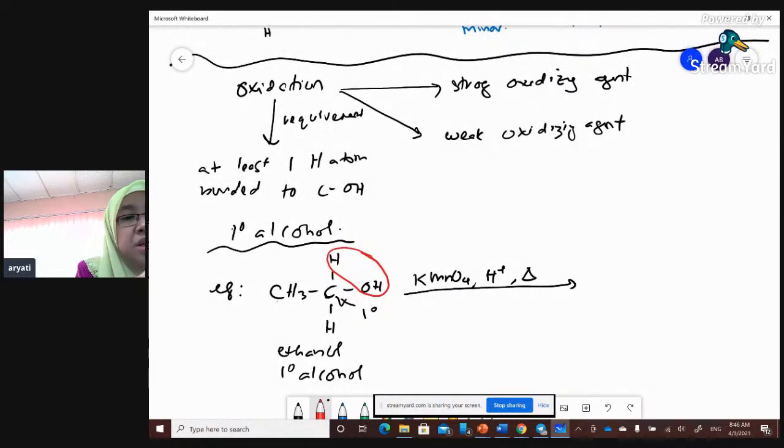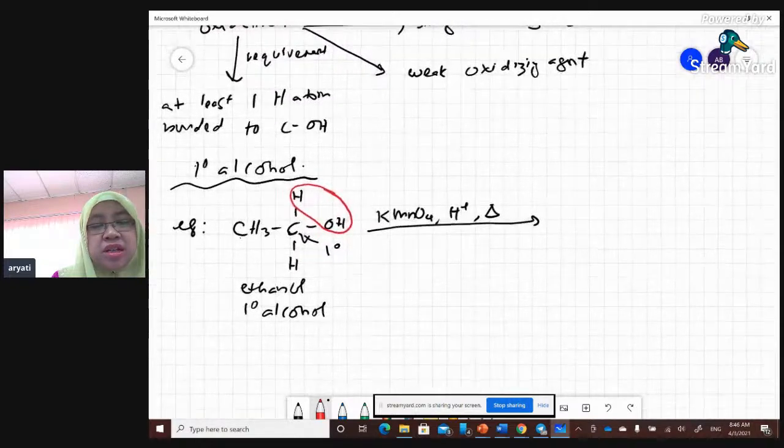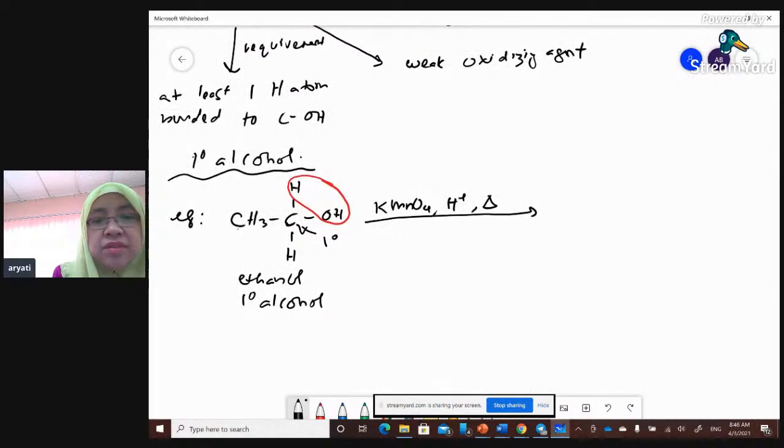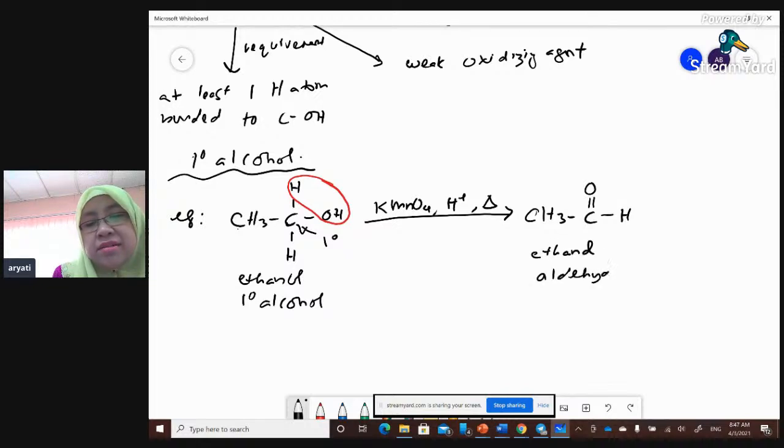Oxidation ni ialah tindak balas yang add oxygen and remove H2O. Dia tidak balas oxidation. So dia akan jadi CH3, C, okay, dia jadi double bond O, H, yang ini ialah ethanal. Ethanal is a type of aldehyde.